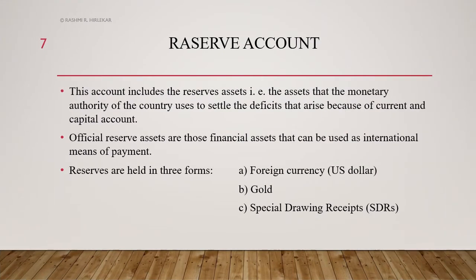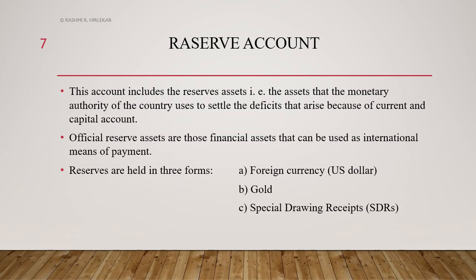The last one is reserve account. This account includes the reserve assets, that is, the assets that monetary authority of the country uses to settle deficit that arises on the other two categories taken together. These other two categories mean current account and capital account.